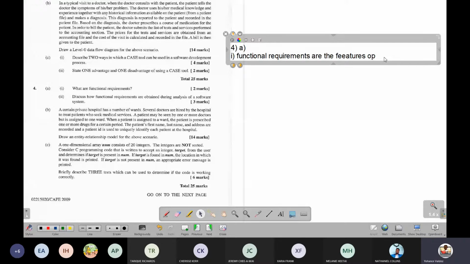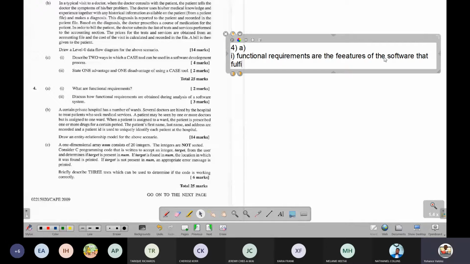Features of the software that fulfill the rules and requirements, the business rules and requirements provided by the user. Okay, so our functional requirements really and truly are the core of the system, right? The functional requirements are the core of the system.